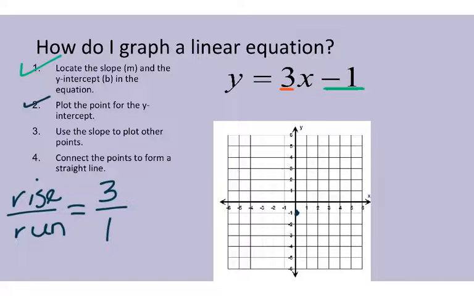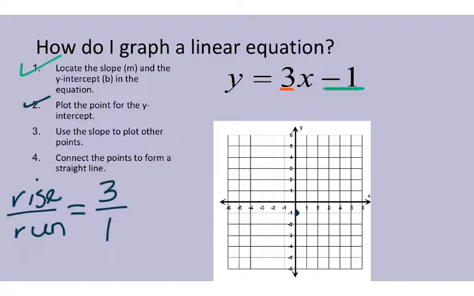Since my slope is positive, I know that I'm either going to need to go all positive, like 3 up, 1 to the right, or I'm going to need to go all negative, because a negative divided by a negative makes a positive also. So then I'll go down 3 and over left 1. So here's how that works.